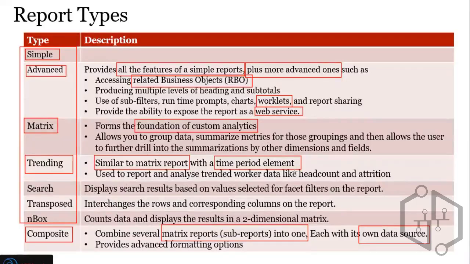For example, how my headcount is changing, what is the attrition rate in my organization, and so on and so forth. So trending reports are similar to matrix reports. The only difference is, or there are just a couple of differences, and that is it has that additional time period component.